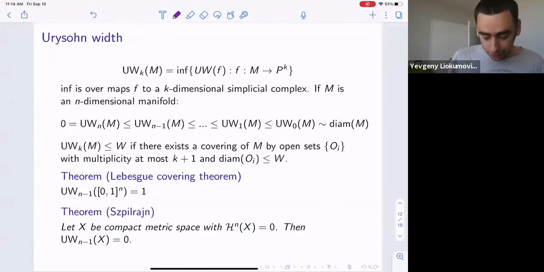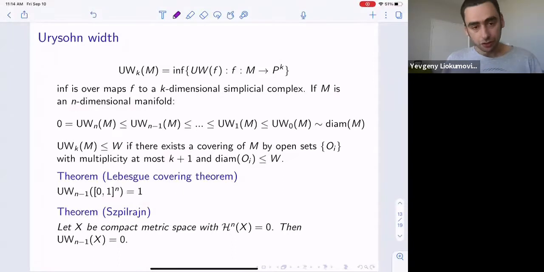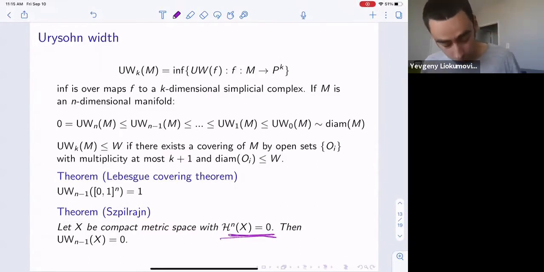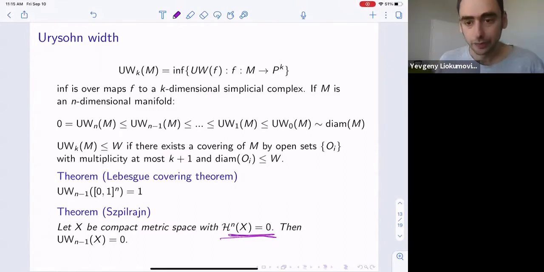And another classical theorem of Szpilrajn relates the Hausdorff measure to this covering measure. And it says that if the Hausdorff measure is 0, then the covering measure is also 0. Then it's possible to map into an (n-1)-dimensional polyhedral complex, or construct a covering with multiplicity at most n by small sets.